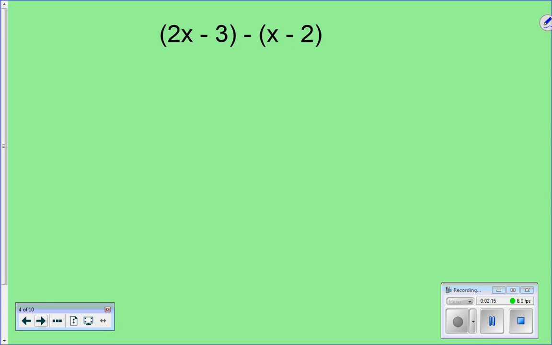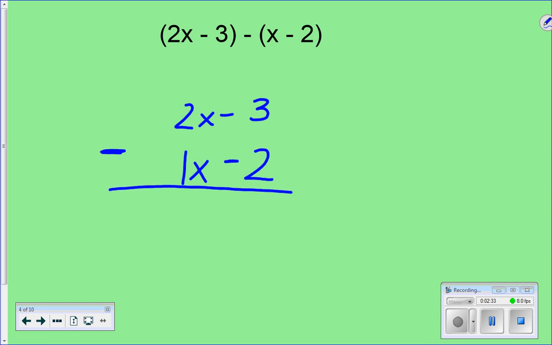So let's talk about this one now. Now it's going to get a little more tricky, because what do you see in there? I see some subtraction signs. So 2x minus 3 minus, and I always put my minus really big on the outside so I remember it's there. Before you do anything, just get it written down. Let me talk about this a little bit.